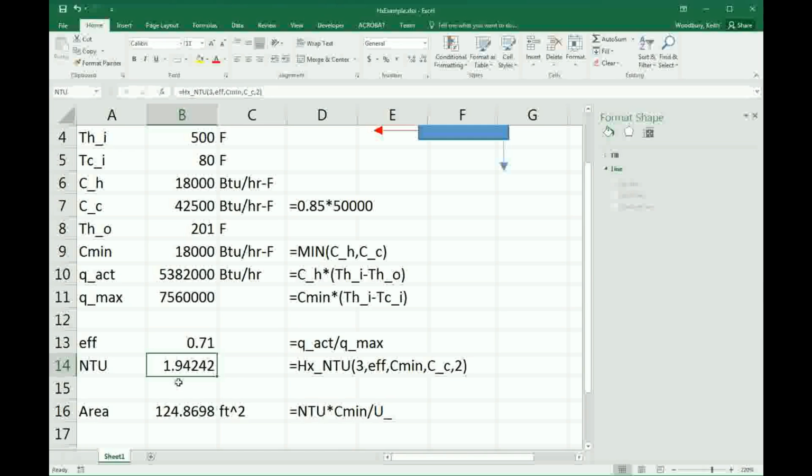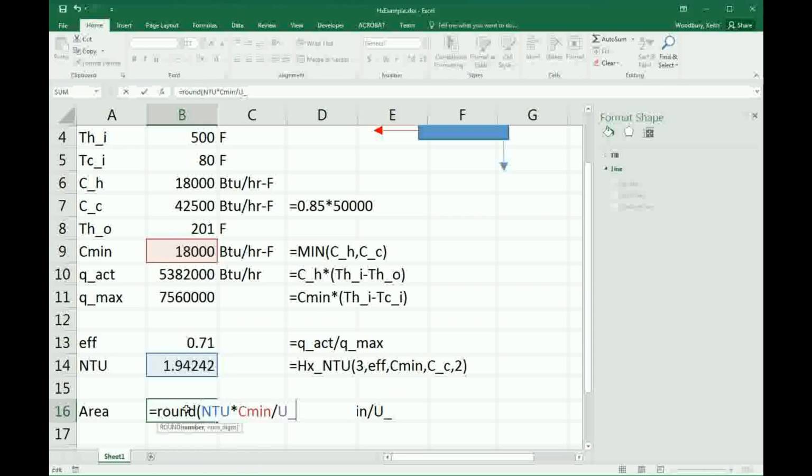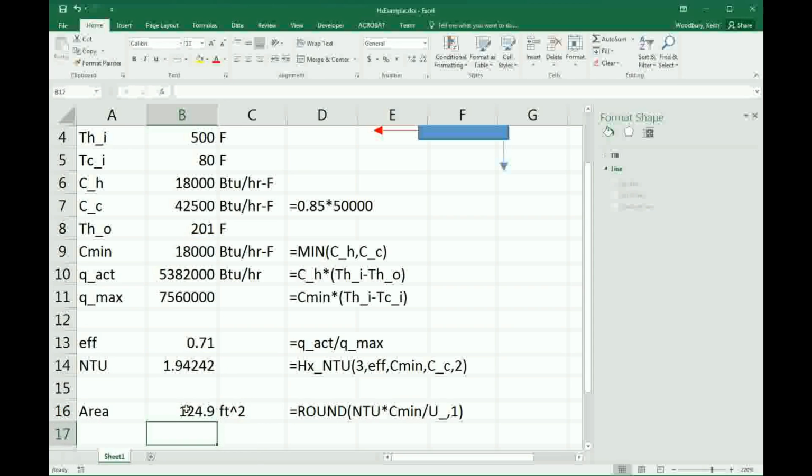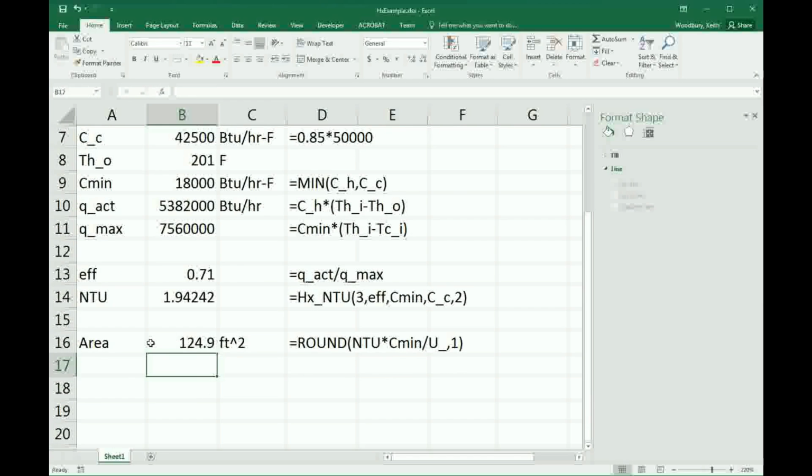So how does that help us? Well, number of transfer units is equal to UA over C min. So we can now rearrange that equation to solve for the area that's required as being NTU times C min divided by U, and U is given. So for this exchanger, we find out 125 square feet of area is what is required. Probably a more reasonable way to represent that is by actually rounding the number off. So there we go, 124.9 feet squared.